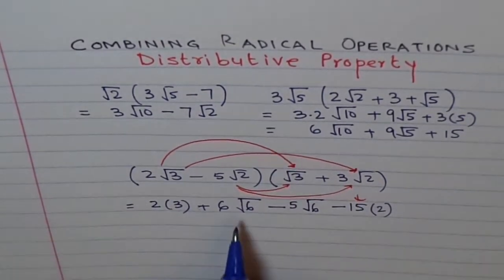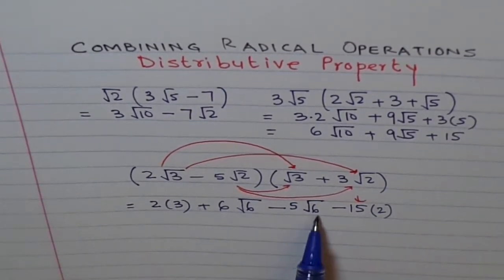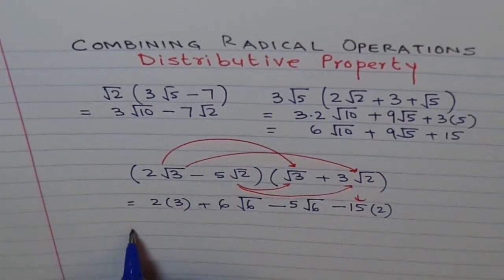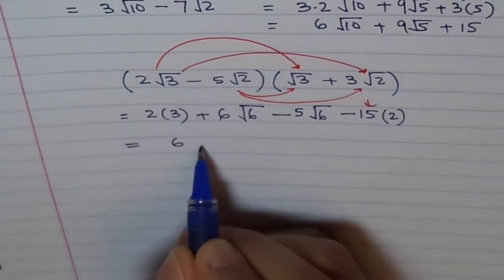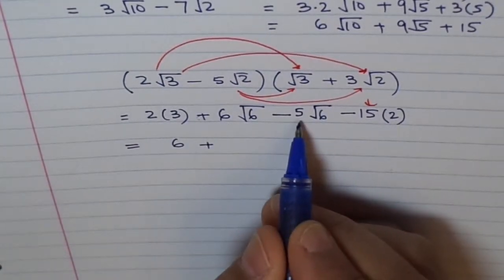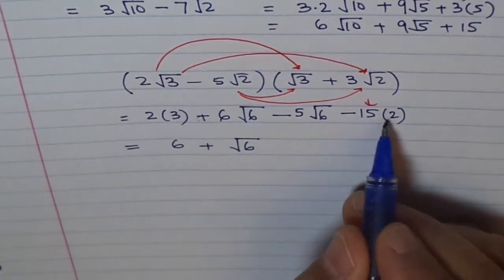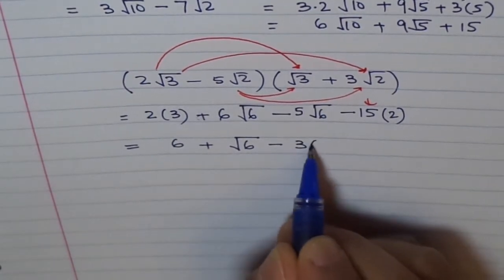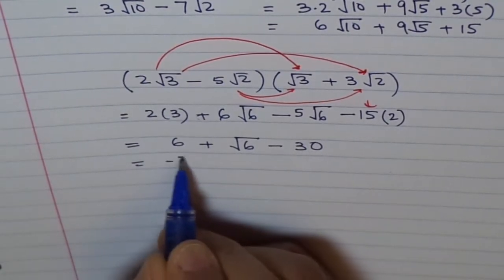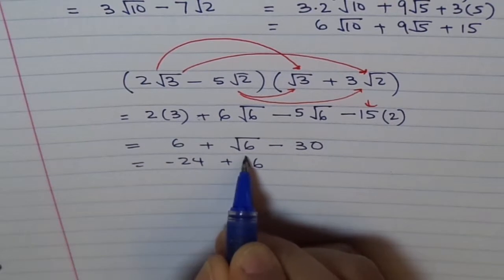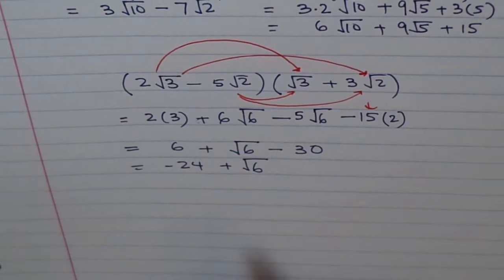Now let's combine the like terms. Just as we have like terms in polynomials, these are also like radicals and they can be combined, okay? So we get 2 times 3 is 6, plus 6 minus 5 is 1 square root 6. So let me write this as square root 6, minus 15 times 2 is 30. Now there are no more like terms. We can combine these 2 terms and get minus 24 plus square root 6 as the final answer. Okay, so this is one way of doing it.